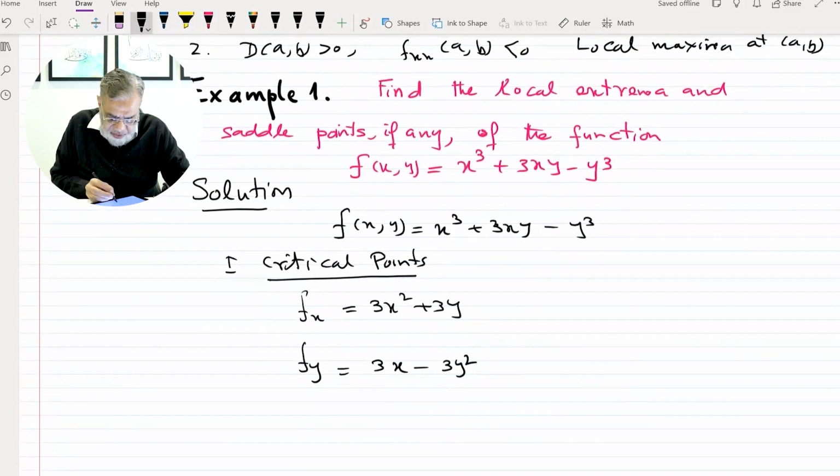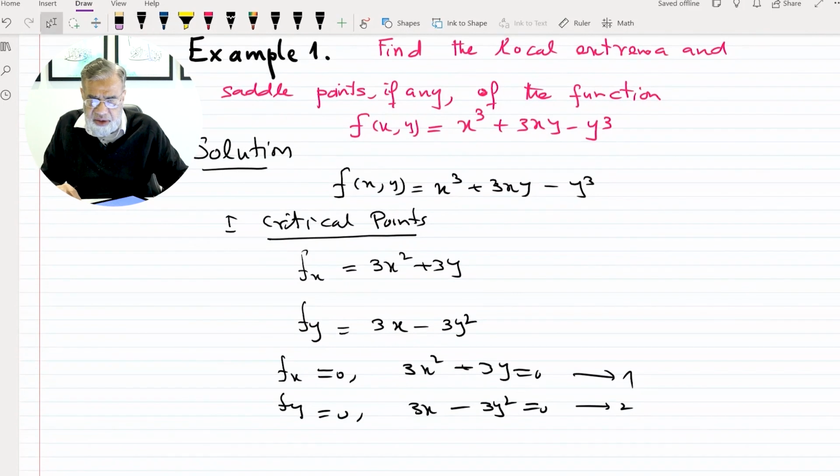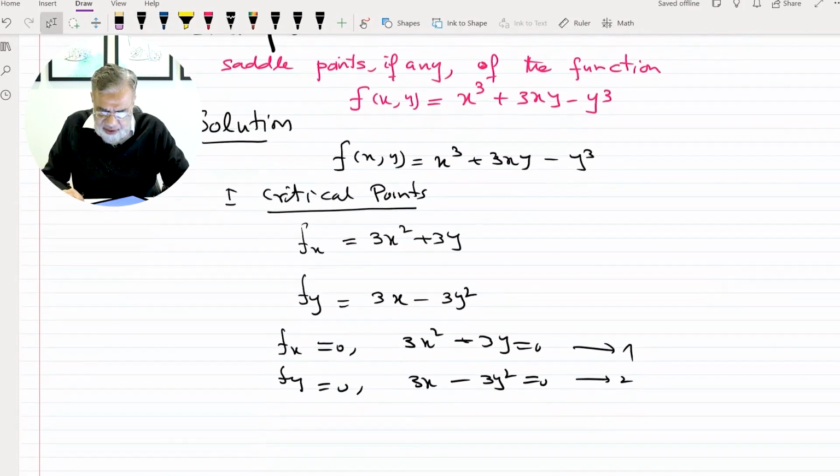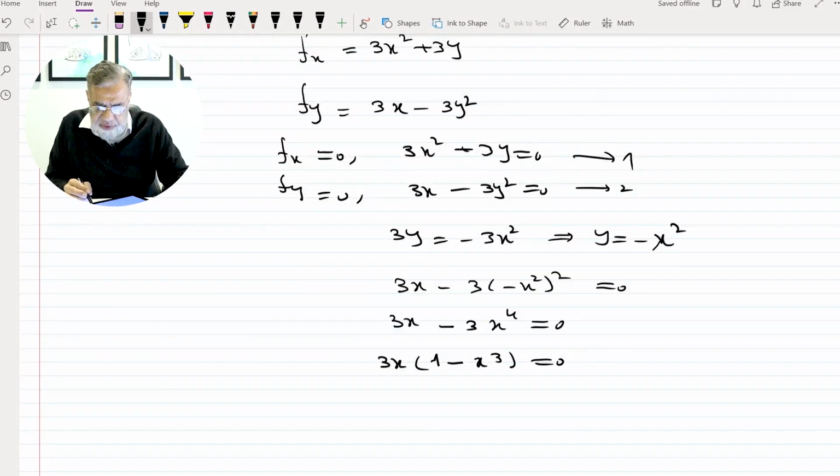We put f_x equal to 0, which means we have 3x squared plus 3y equal to 0. And we take f_y equal to 0, which means we have 3x minus 3y squared equal to 0. So this is my equation 1 and this is my equation 2. These are nonlinear equations, and we want to solve them to find the values of x and y. From the first equation, I can say 3y is equal to minus 3x squared, which implies y equal to minus x squared. We substitute y equal to minus x squared in equation 2.